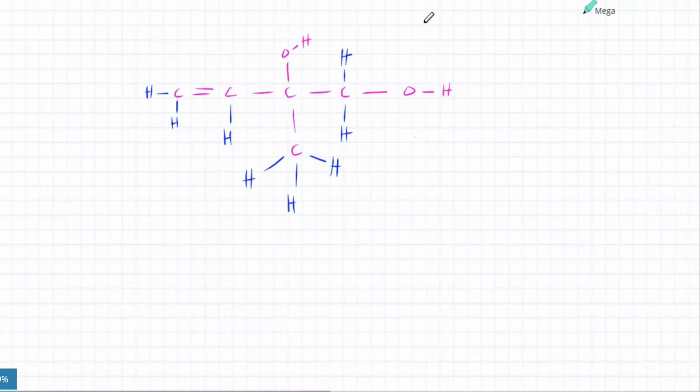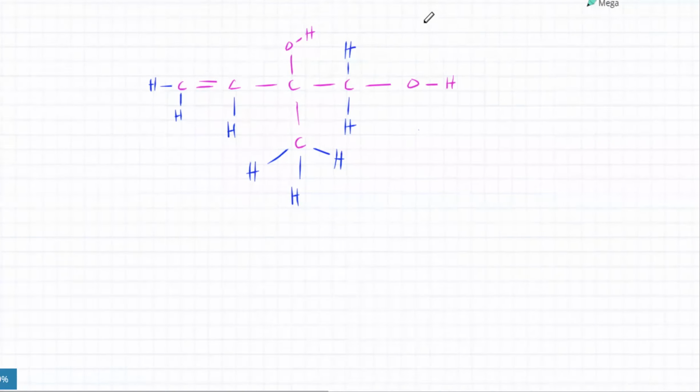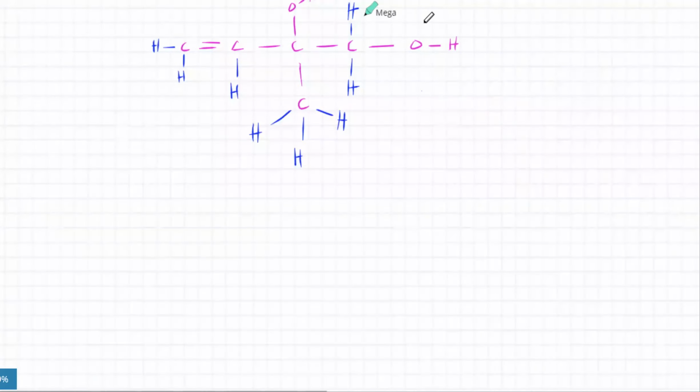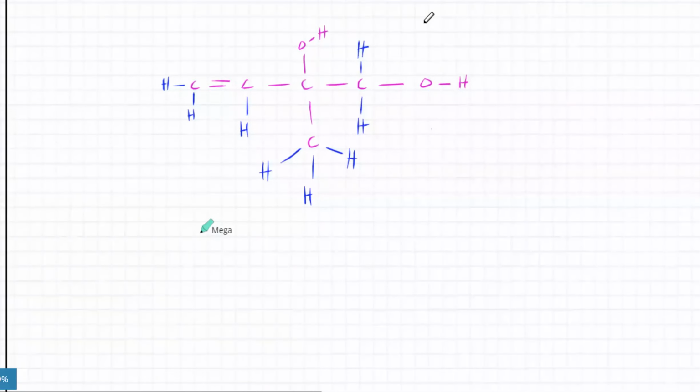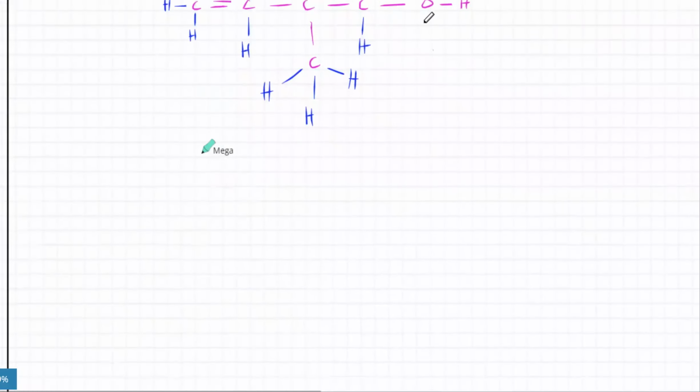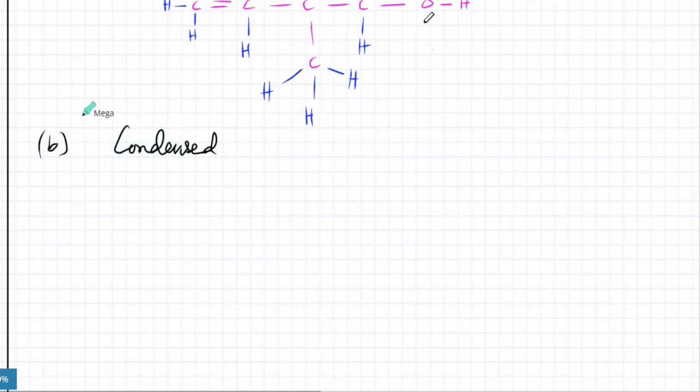So the next type of formula. First thing, when they say draw fully displayed, draw this. Every atom needs to be shown. The next type of formula is a condensed version of it. So it's the condensed structural formula.